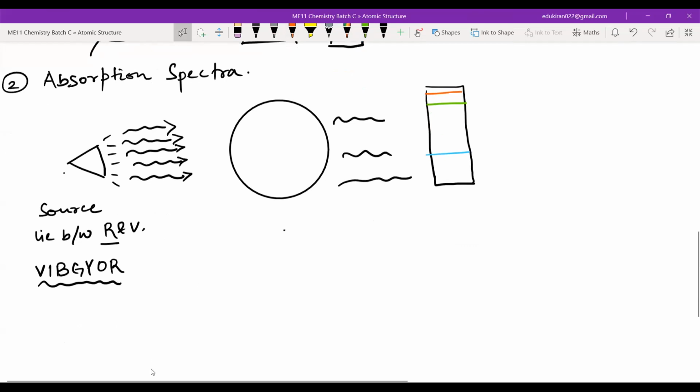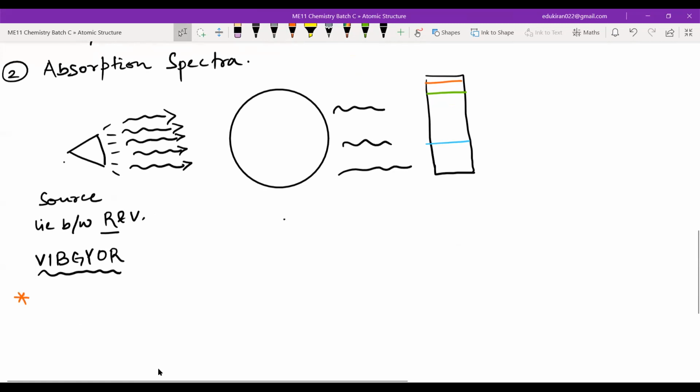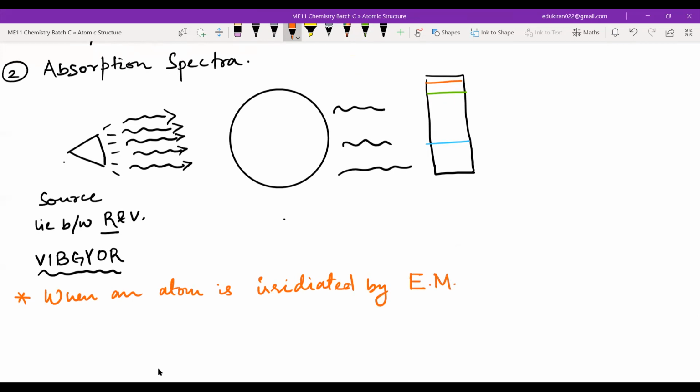So what is happening? Let us write that in words also, so that you may remember it in your notes. First thing that is happening is, when an atom is irradiated by a range of electromagnetic waves. Okay, as we are having this range from violet to red, this is the range of electromagnetic waves, and we are irradiating. That means we are striking a particular atom with this range of electromagnetic waves.